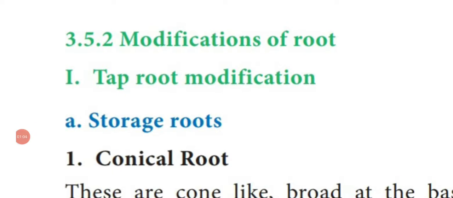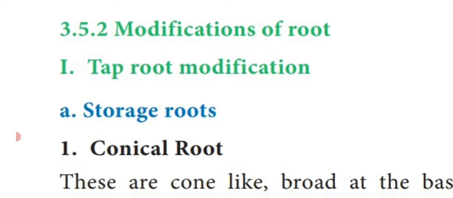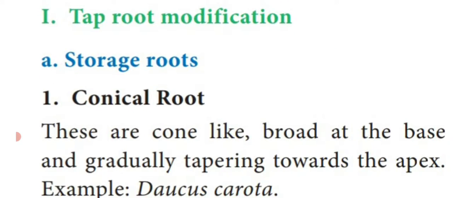See the topic modification of root. In the previous class we have seen root modification is divided into two broad categories. One is taproot modification and the other is adventitious root modification. Now we are going to see the taproot modification. What is taproot modification? The taproot which is storing the food material in the form of water or protein or carbohydrate or starch. The shape of the root is modified into different forms.